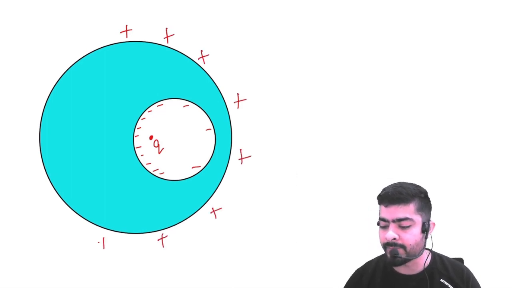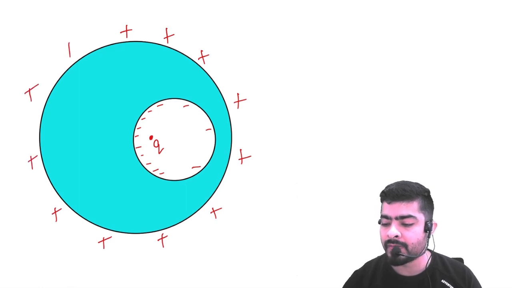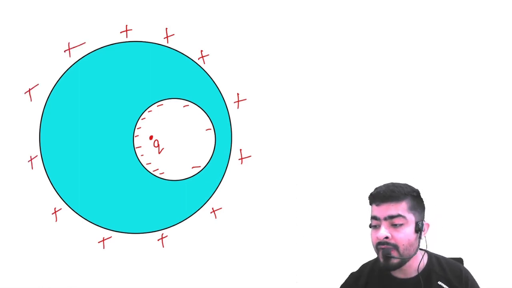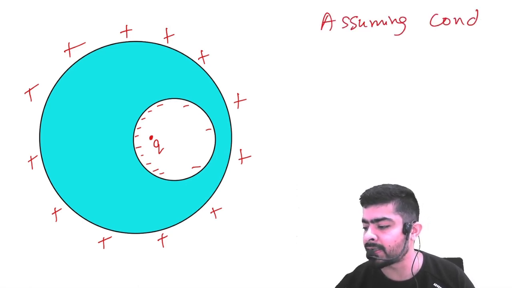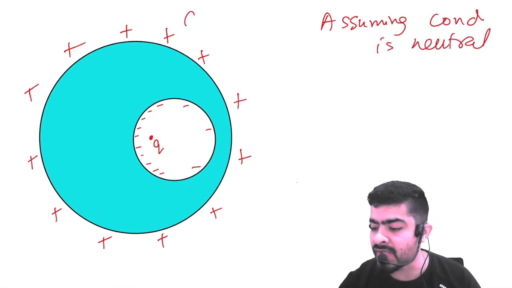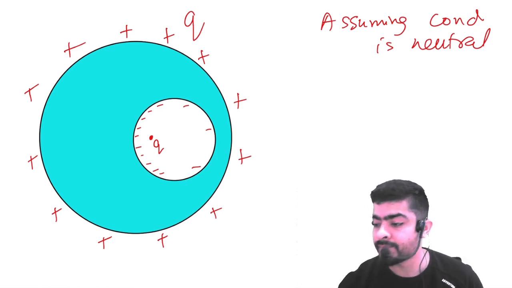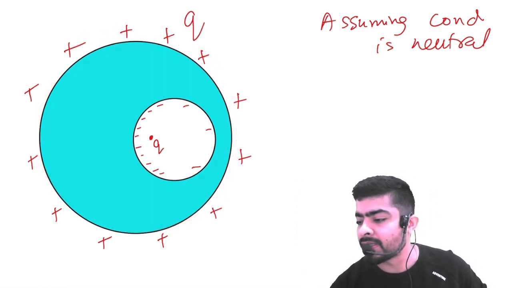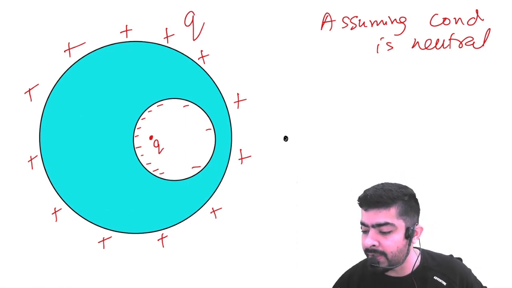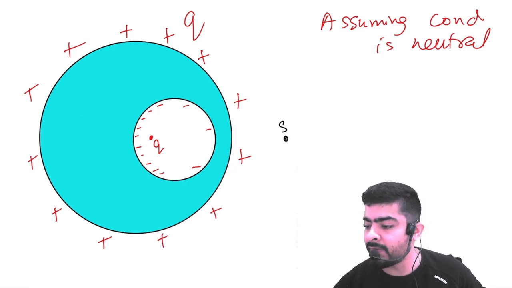And there will be some positive charge uniformly distributed on the outer surface. Assuming the conductor is neutral, the charge on the outer surface will be q. So this q is uniformly distributed. Correct? Now, what will be the electric field at point S?